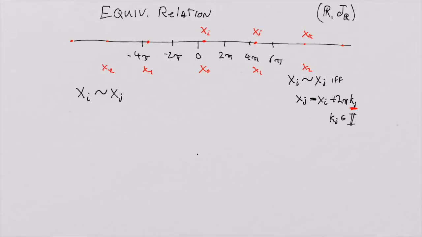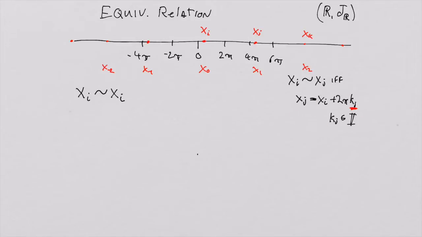So going back here, one thing that has to be true for an equivalence relation is that xi must be equivalent to itself, right? Which is true here, because if I choose k to be 0, then xj does in fact equal xi, and xi will equal itself. So everything must be equivalent to itself for the relation, which is this, to be an equivalence relation.